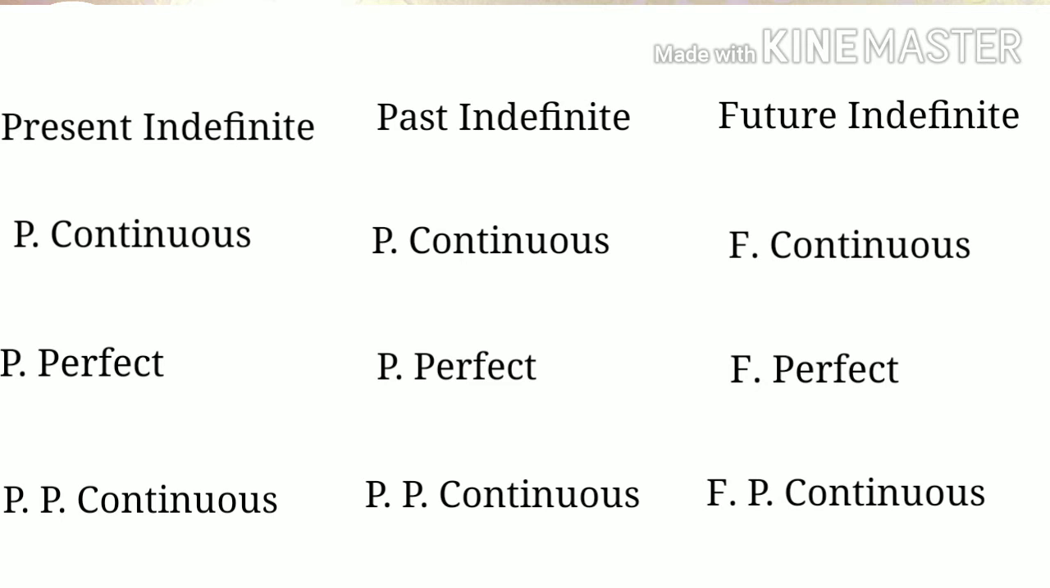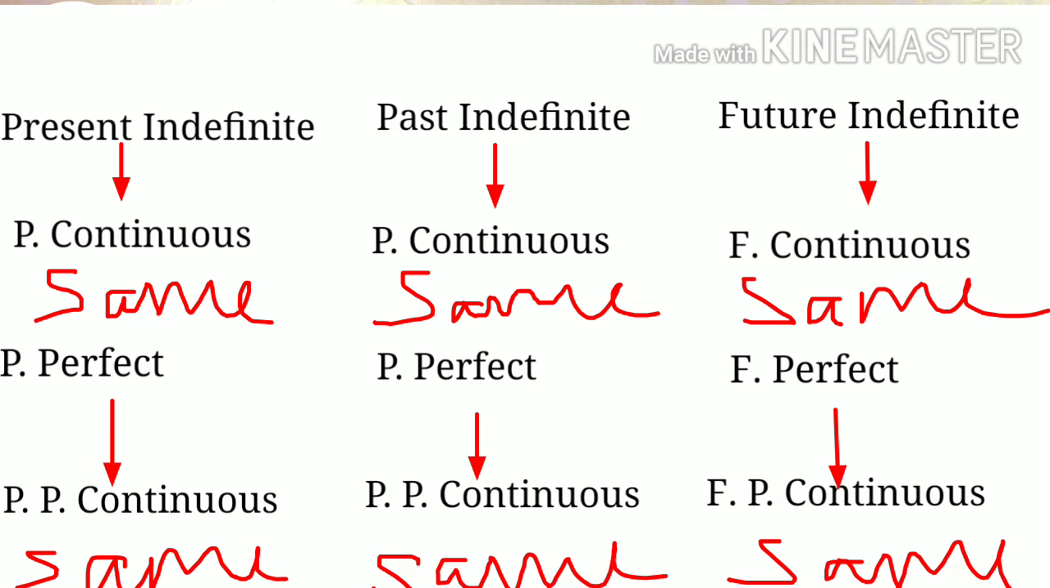Dear students, simple thing. Draw a line, draw the line of an arrow from present indefinite to present continuous. From past indefinite to past continuous. From future indefinite to future continuous. It means first tenses, whether they are present, past, or future, will be changed into second ones. Now come to the third one.